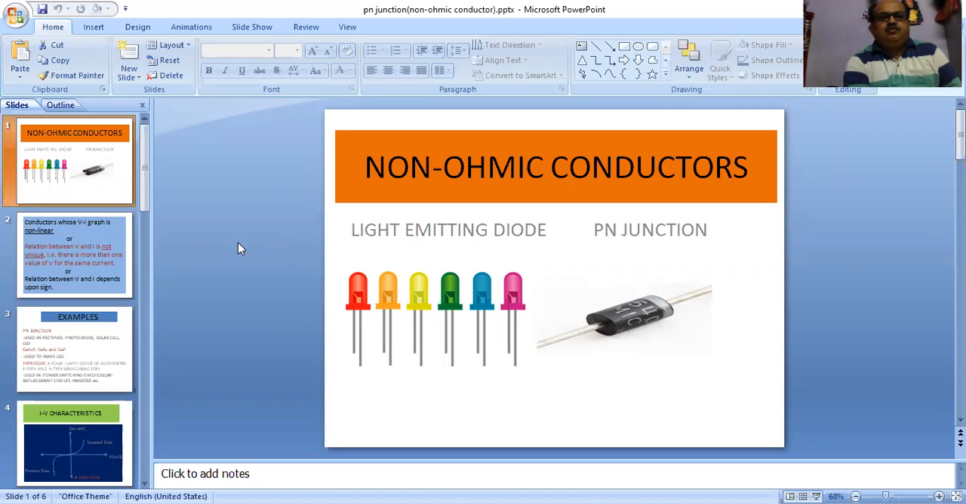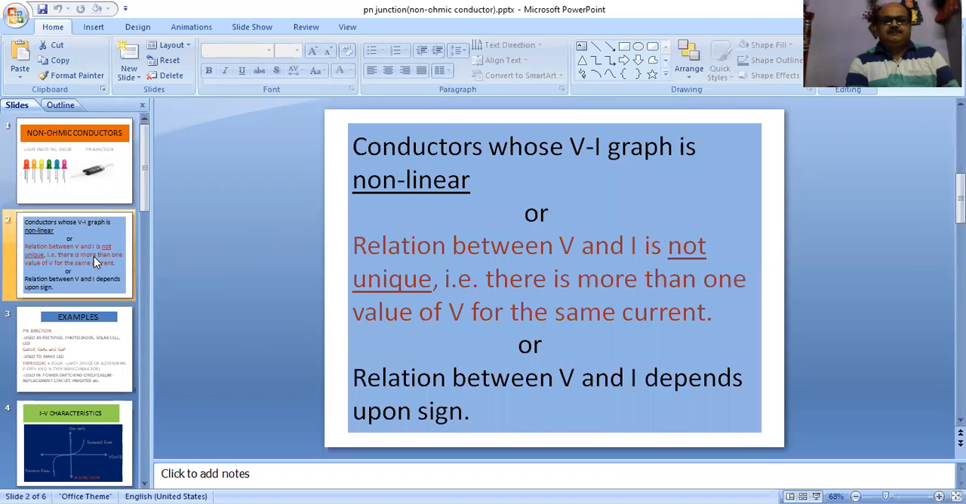Now, what are non-ohmic conductors? The conductors whose VI graph is nonlinear, or the relation between V and I is not unique. That is, there is more than one value of V for the same current, or there is more than one value of I for the same voltage, or the relation between V and I depends upon current.